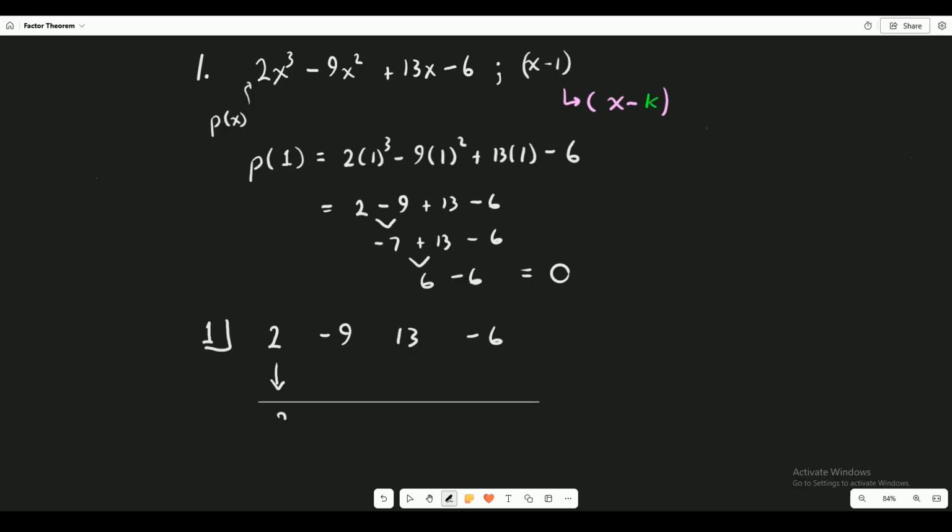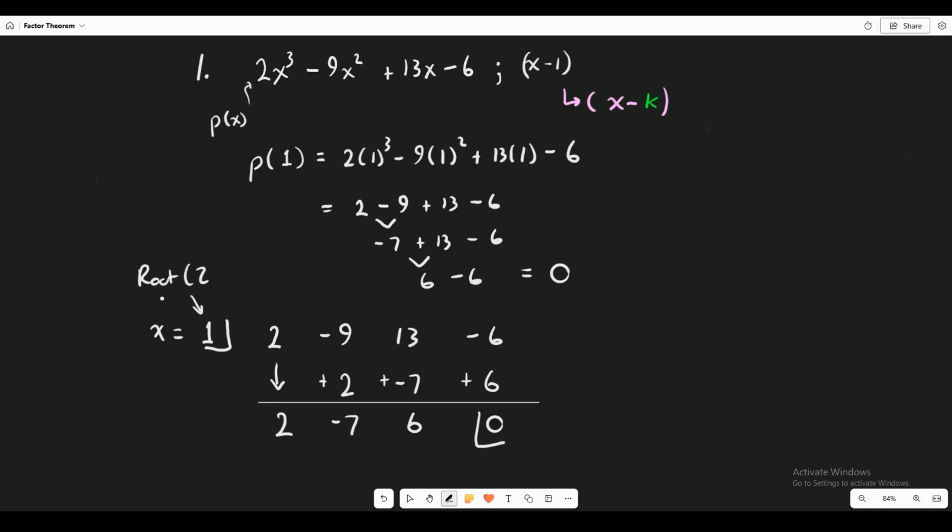So let's do some synthetic division. We drop the 2. 1 times 2 is 2. We add them. We get negative 7. 1 times negative 7 is negative 7. We add them. We get 6. 1 times 6 is 6. We add them. And we get 0. Cool, cool, cool. So our remainder is 0, which means that this value right here, x equals 1, is in fact a root. Right? This is a root.